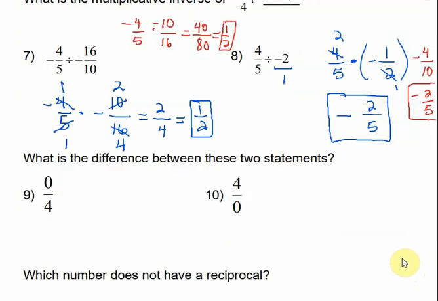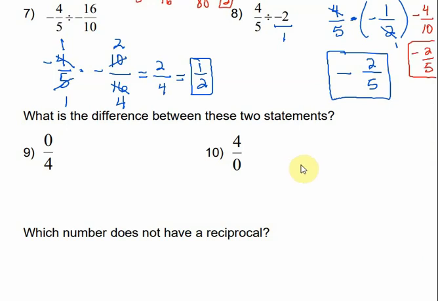Now, what is the difference between these two statements? I see a 0 in my fraction, but what do these mean? Do they mean the same thing? No, they don't. When the 0 is in the numerator, this equals 0. But if the 0 is in the denominator, then we say that that is undefined.